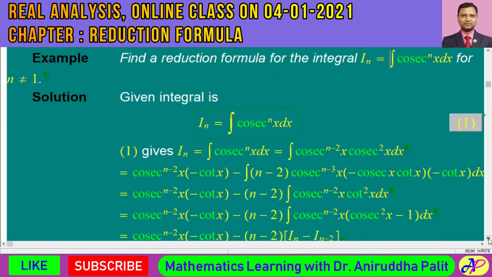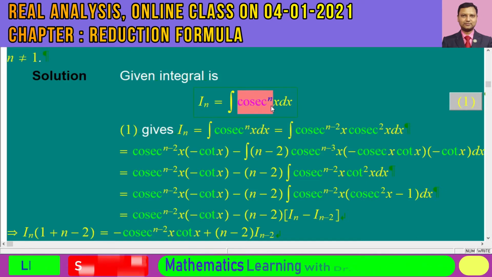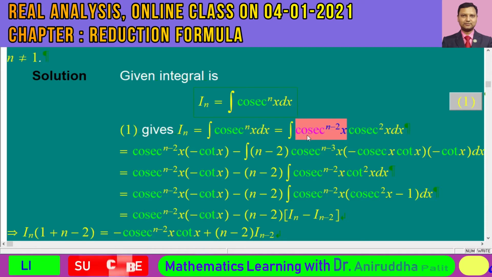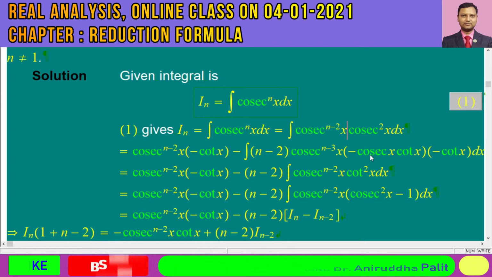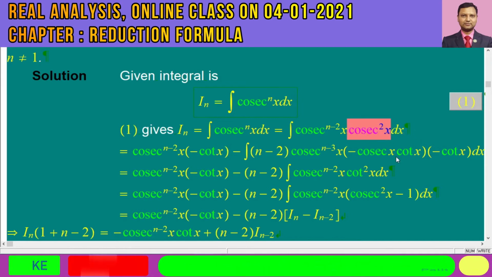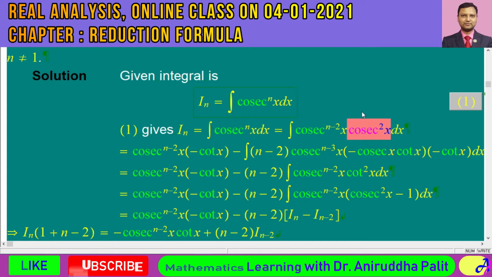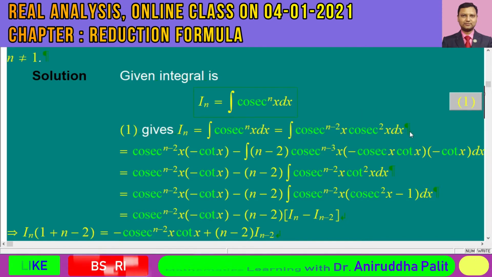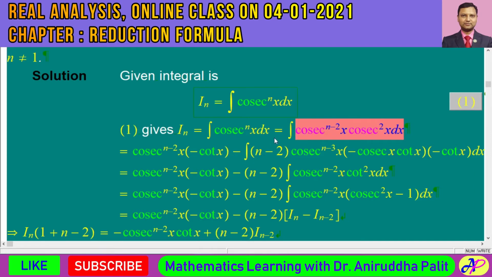Now this cosec to the power of n x, we are considering cosec square x as a separate factor, and the remaining part, that is cosec to the power of n minus 2, can be considered as another factor. And this cosec square x is easy to integrate. That's why we are taking this function cosec square x. Therefore, we are taking this function as the second function, and the other function has been taken as the first function, and therefore we now apply integration by parts.